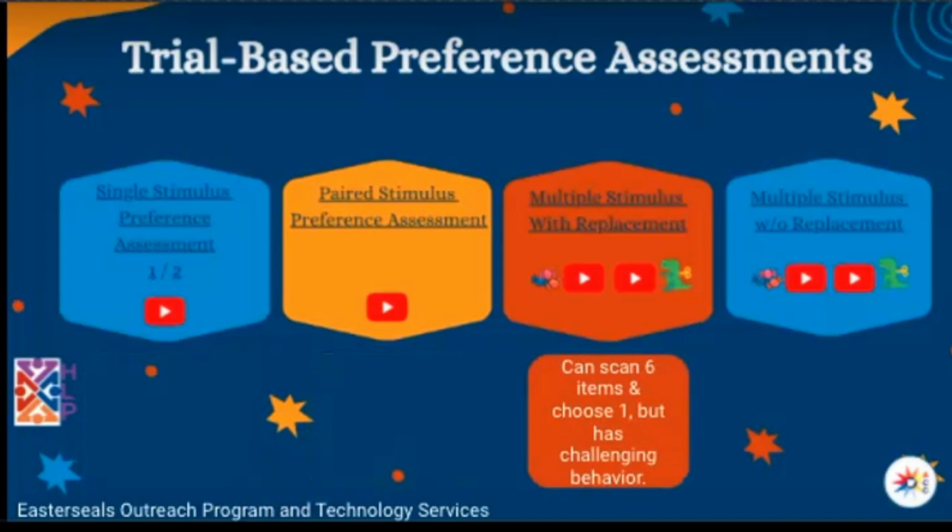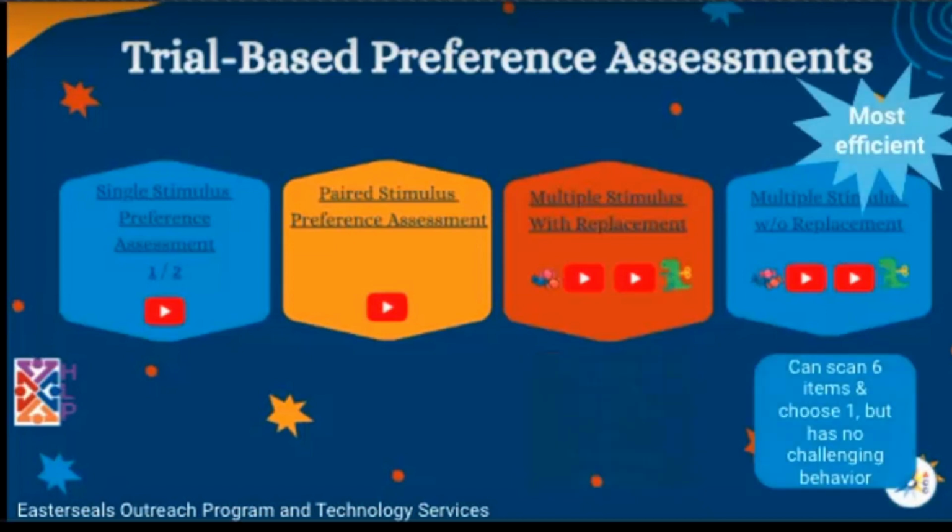A multiple stimulus with replacement means that you're going to put the item back every trial. So it's always going to be a field of 6 if you're doing 6 items. You would use this if a student can scan multiple items up to 6, if they can select between those multiple items, but when you take one of the items out, they have challenging behavior. So you want to keep putting those 6 items in. That's what with replacement means. And so that would be your go-to if they have challenging behavior during a preference assessment.